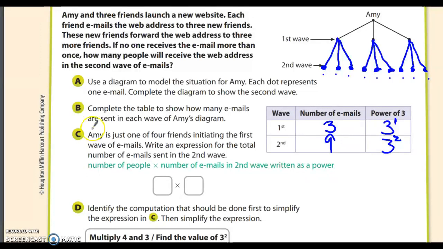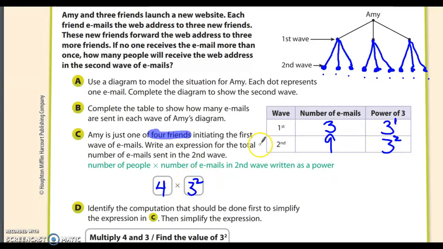Alright, so question C says, Amy is just one of 4 friends initiating the first wave of emails. Write an expression for the total number of emails sent in the second wave. So how many people are doing this? 4 people are doing this. So this number right here is actually going to be a 4. And each of those people have one of these things right here, like Amy does. And in the second wave, it's 3 to the second power.